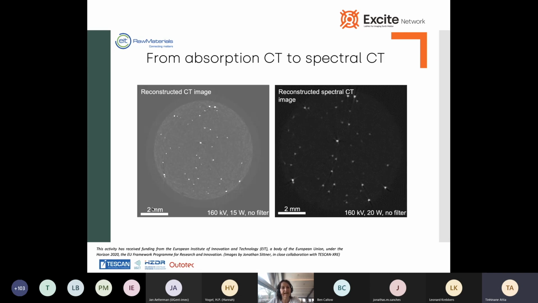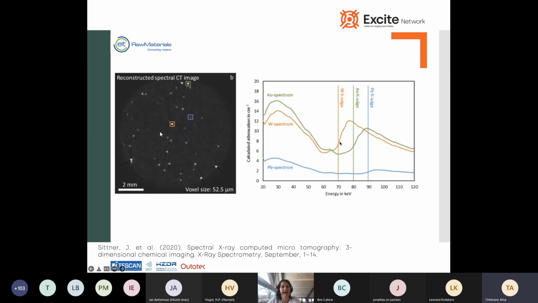If you scan this same sample with spectral CT, you get this kind of reconstructed image, where you see that it is not so sharp as the one on the left, but this also contains the spectral information. And if you then focus on the grains you're interested in, you are able to distinguish between the gold particles, the tungsten particles and the lead particles. So this is a way to combine potentially just normal CT and chemical information, but this is still under development.